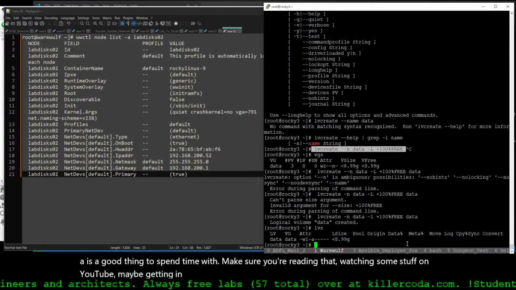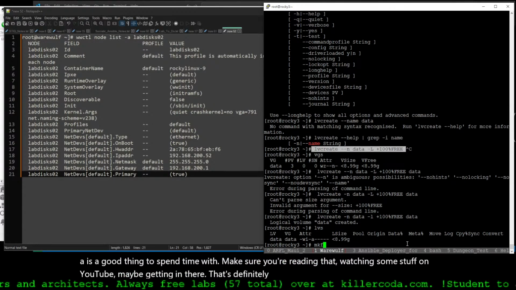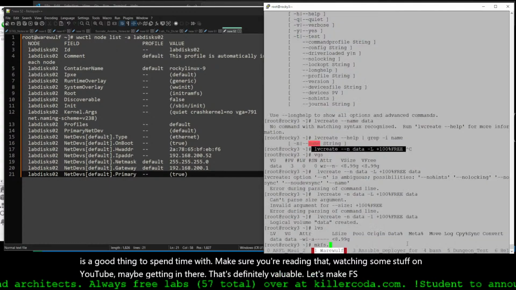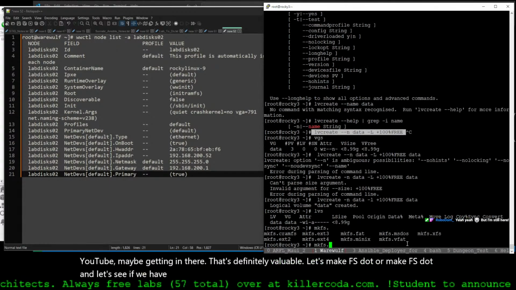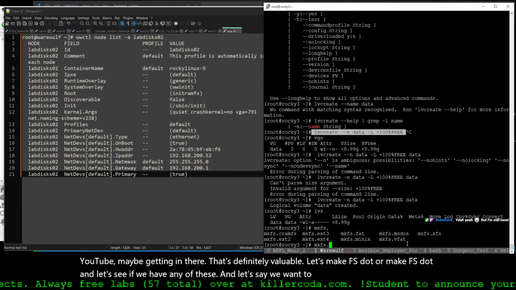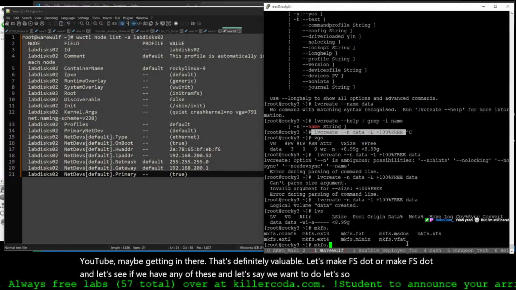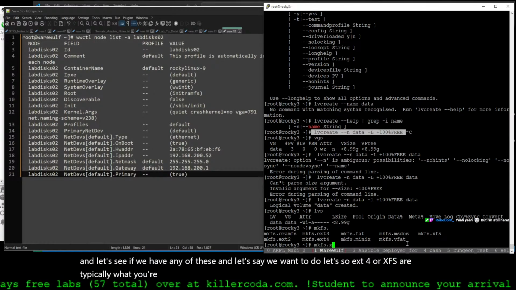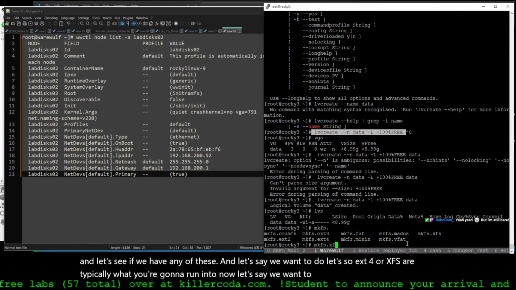That's definitely valuable. Let's make fs dot. Make fs dot, and let's see if we have any of these. And let's say we want to do ext4 or xfs, which are typically what you're going to run into now. Let's say we want to do xfs.